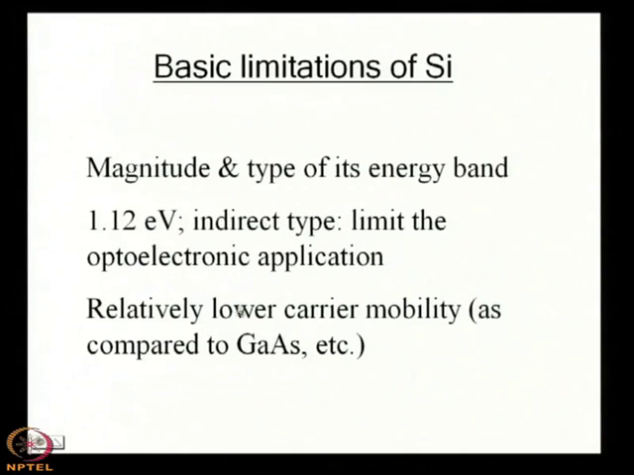Another important limitation for silicon is that it has lower carrier mobility. What is mobility? Drift velocity per unit electric field. So, this carrier mobility means mobility of electrons or holes, because when we talk about mobility in a semiconducting material, there are two mobilities. One is the electron mobility, another is the hole mobility.